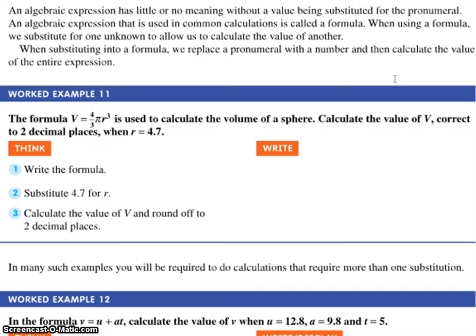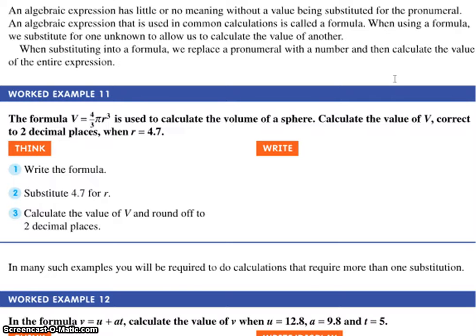Okay, the formula here is V equals 4 over 3 times pi times r cubed. And it's used to calculate the volume of the sphere. Now you don't have to freak out about these things. You're going to substitute them in. Once you've got the numbers substituted in, you can always chuck them into a calculator. Okay, there is nothing wrong with that.